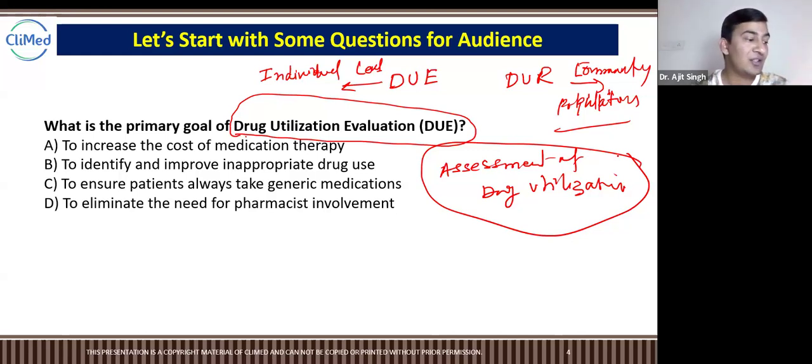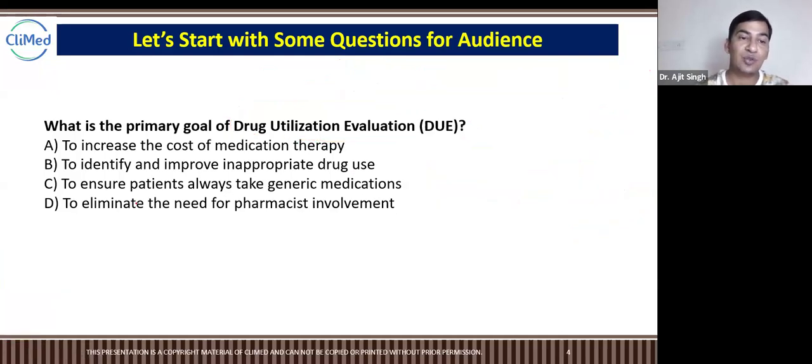And when we are looking at the basic individual level, like each patient we are focusing on, then our objectives and scope will be different, which I'm going to discuss in the next slides, right? So the basic difference you have to understand is DUE is at the individual level, DUR is at the big level, the population level. So let me come back to the answer here.